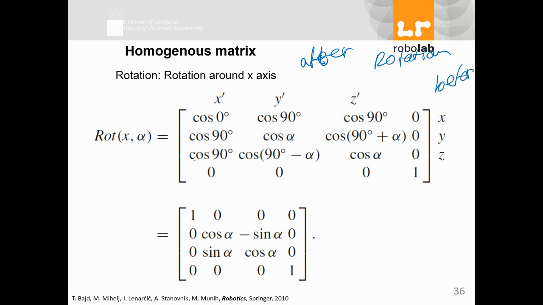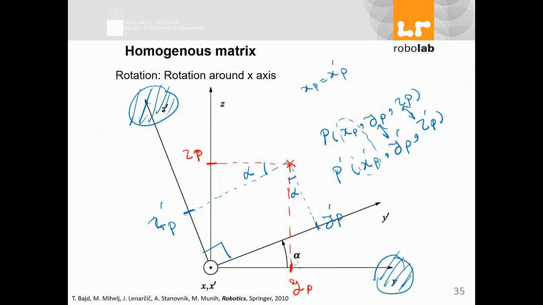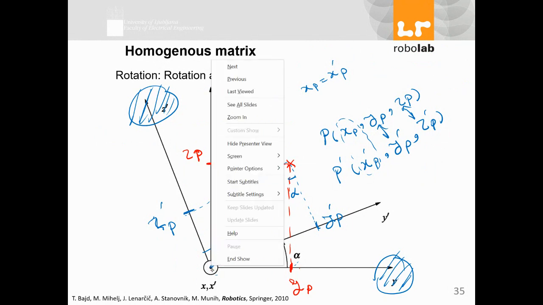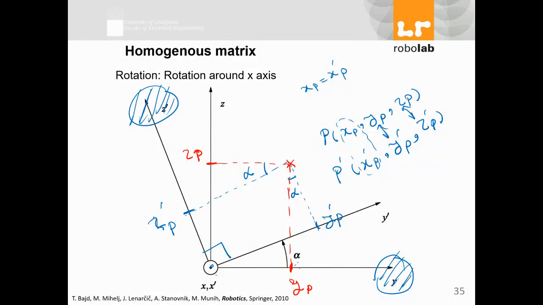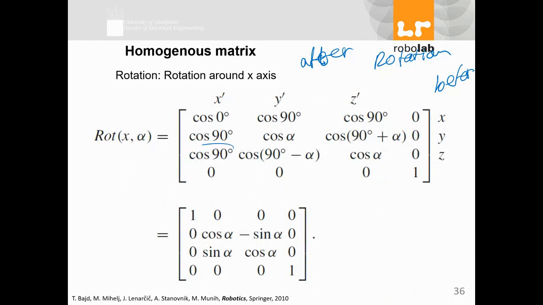Now look at the last column. What is the angle between z before rotation and x after rotation? See, z and x, x is coming out of my plane, right? When I look at this, it is coming out. So the angle is 90 degrees between this and this.